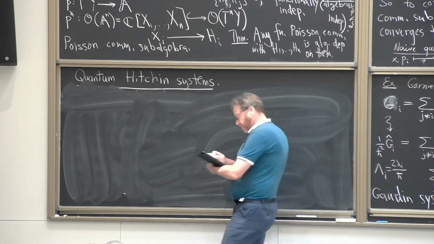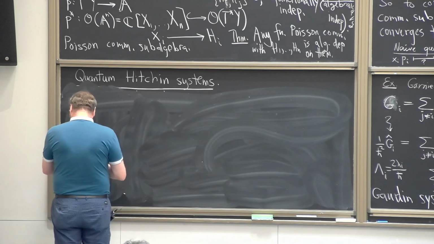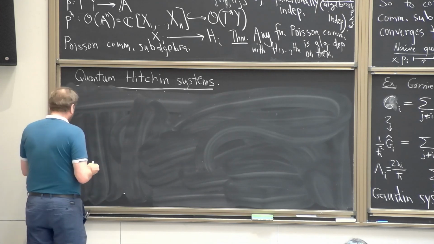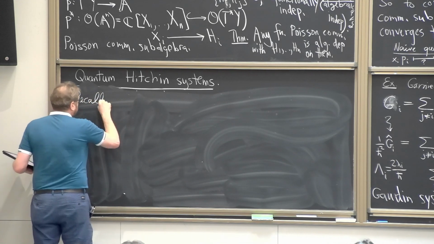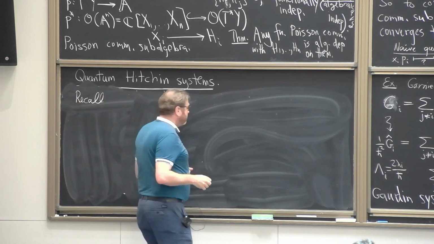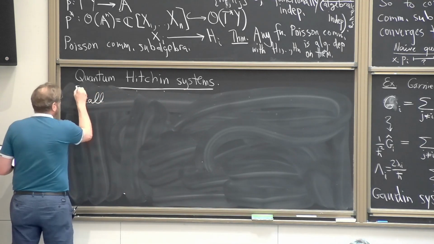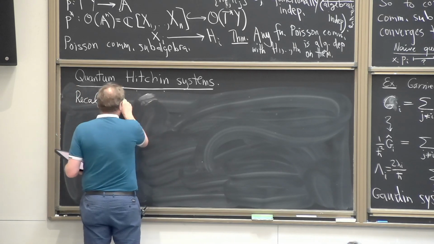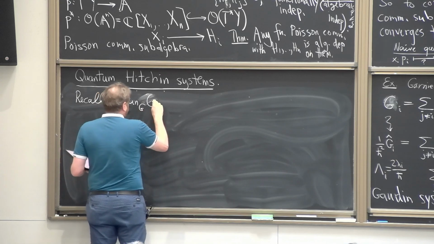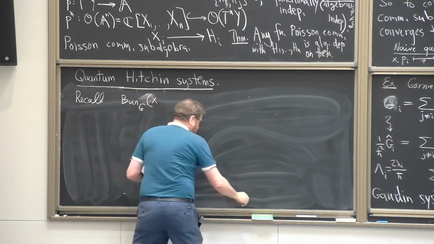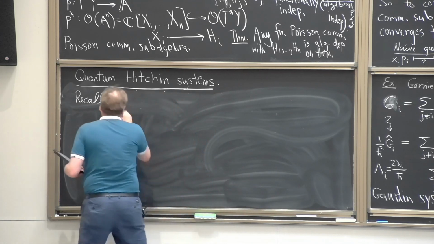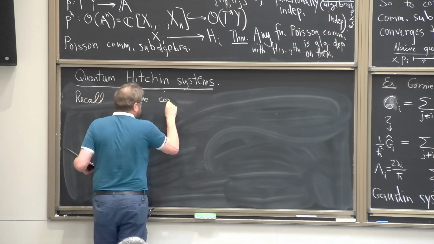Okay, so for this purpose, I need to recall the construction of the Hitchin system. And for this, we need to recall the double quotient construction of Bun_G of X, which we used for that. So recall how we constructed the Hitchin system.